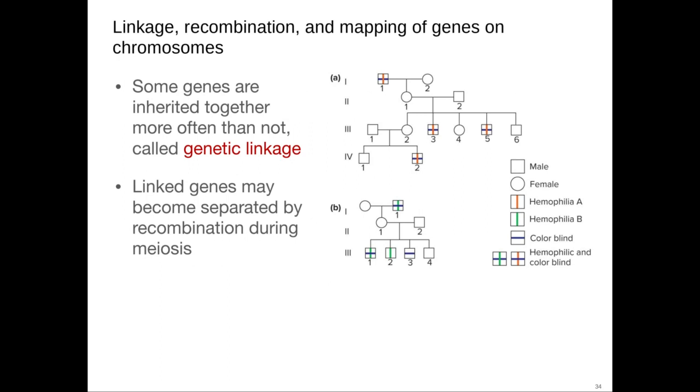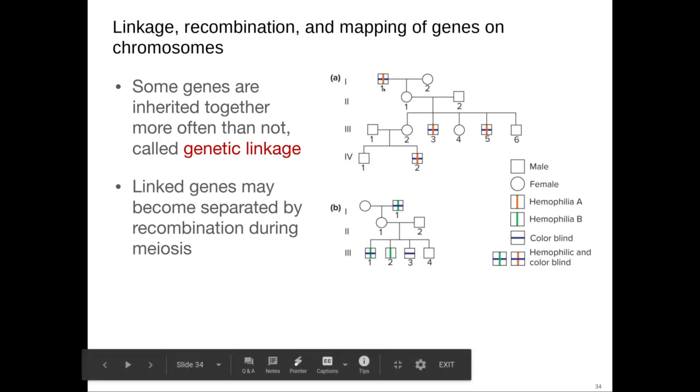So that's sex. Sex is cool and all, but let's talk about something maybe more boring, depending on how you view it: what we call linkage. Some genes are inherited together more often than not, and we call this phenomenon linkage. Blonde hair and blue eyes, for instance, are two traits that are more commonly inherited together than other combinations, the same way brown hair and brown eyes are. And these linked genes can become separated by recombination during meiosis.